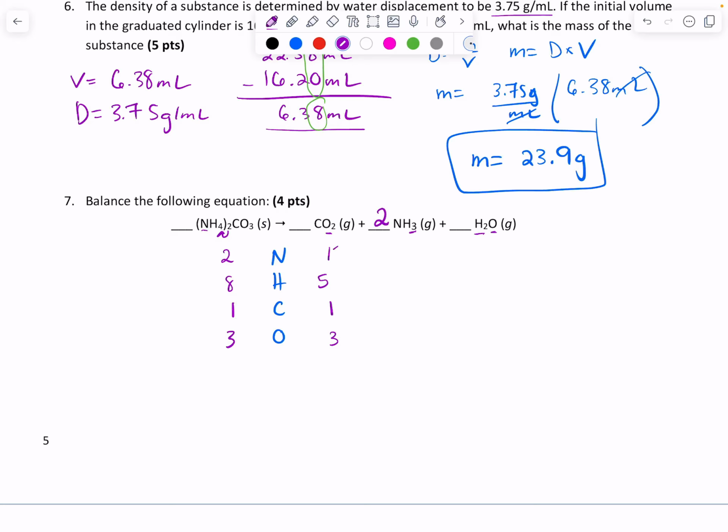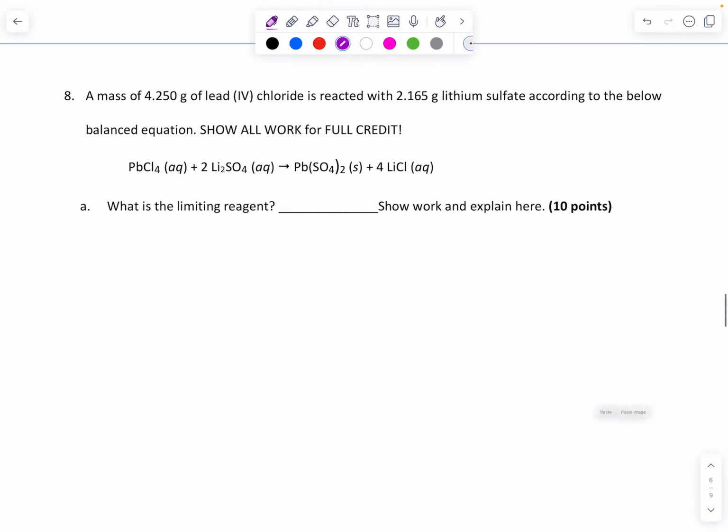If we put a 2 here, that's going to make this go to 2. It's going to make there be 6 hydrogens plus 2 makes there be 8. And wow, that was way too easy. I'm totally going to need to choose a harder one for your exam. Okay, so practice that balancing there.